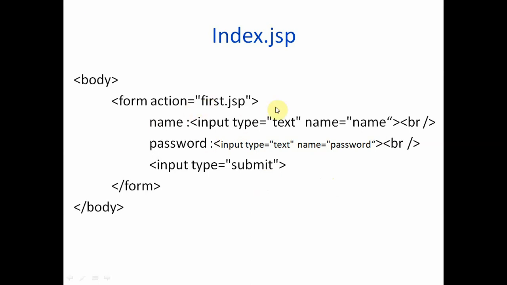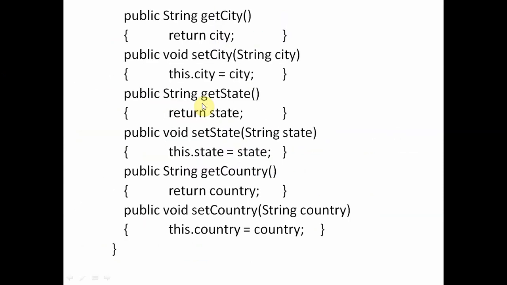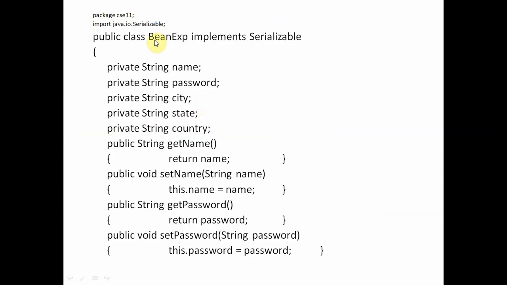We have two JSP programs: one is first.jsp and the other is second.jsp. From first.jsp we will go to second.jsp. In first.jsp, we import java.sql and different SQL classes like DriverManager, Connection and ResultSet, as well as the BeanExample class under the CSC11 package.